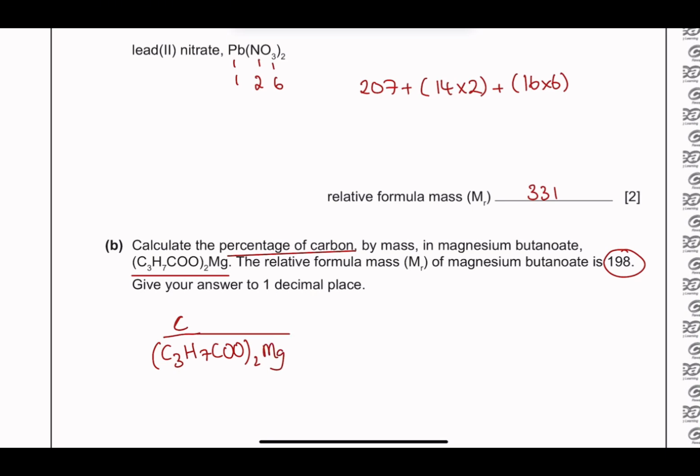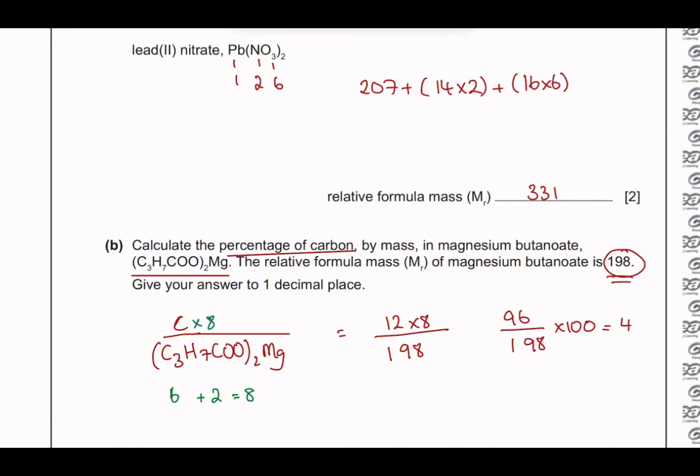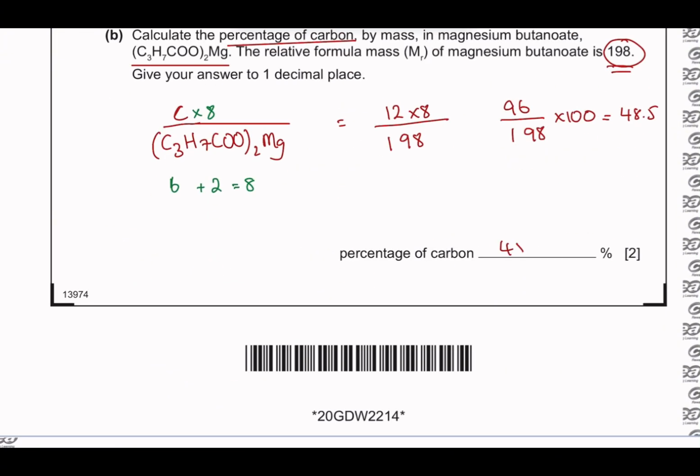So if we work this out, 2 times 3 would give me 6, and then 2 times 1 gives me 2 from the carbon. So 6 plus 2 gives me 8. So you have 8 carbon, and you work out using your relative formula masses. And this will then give you 96 over 198, times it by 100 to get your percentage, gives you 48.5%.